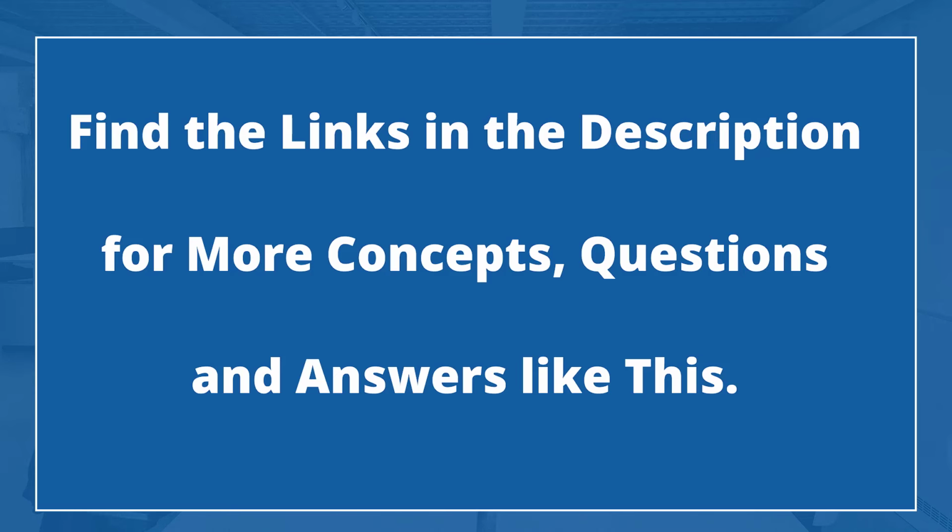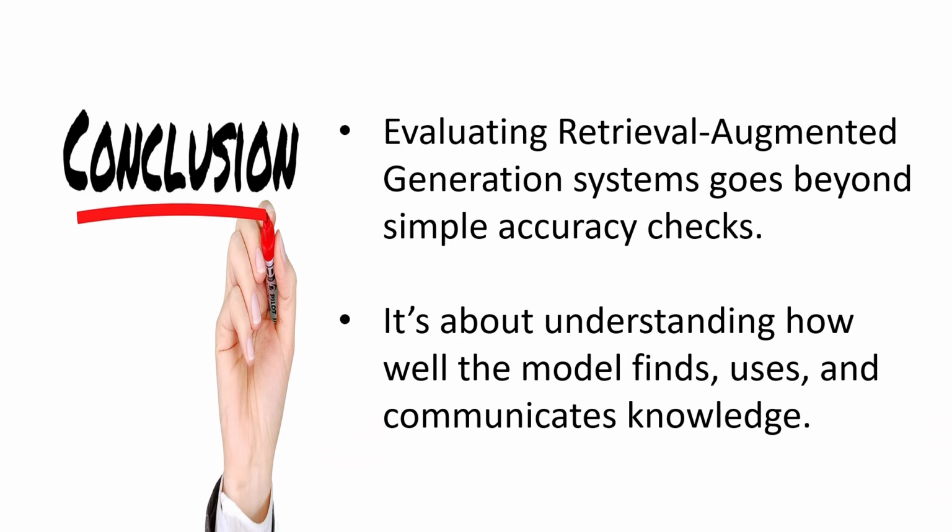By measuring key aspects, retrieval precision, factual grounding, fluency, and user satisfaction, we can ensure RAG systems are not just smart but also reliable, fast, and trustworthy. In short, evaluating retrieval augmented generation systems goes beyond simple accuracy checks. It is about understanding how well the model finds, uses, and communicates knowledge. A good RAG model doesn't just generate, it justifies.